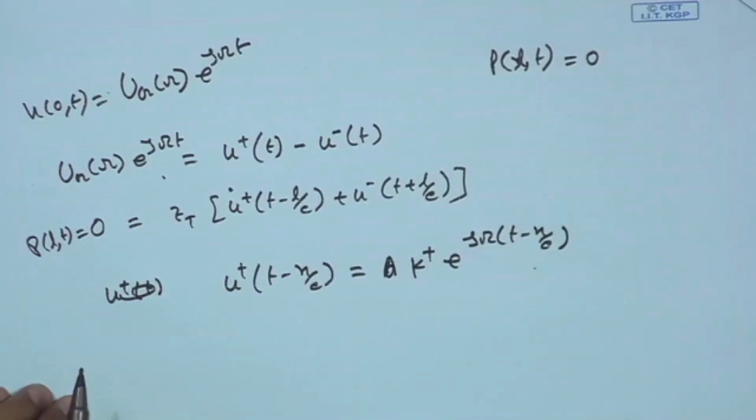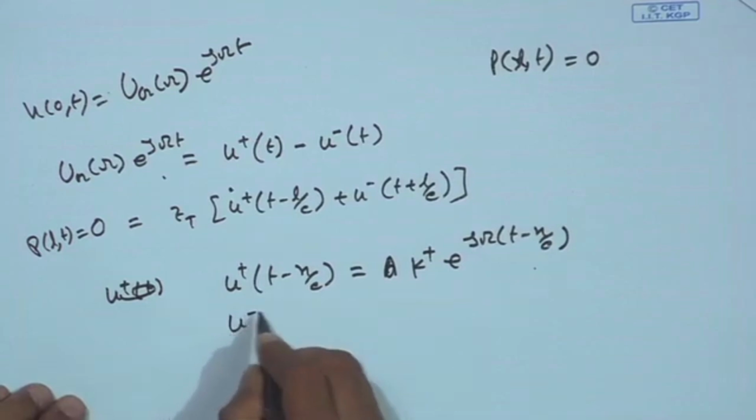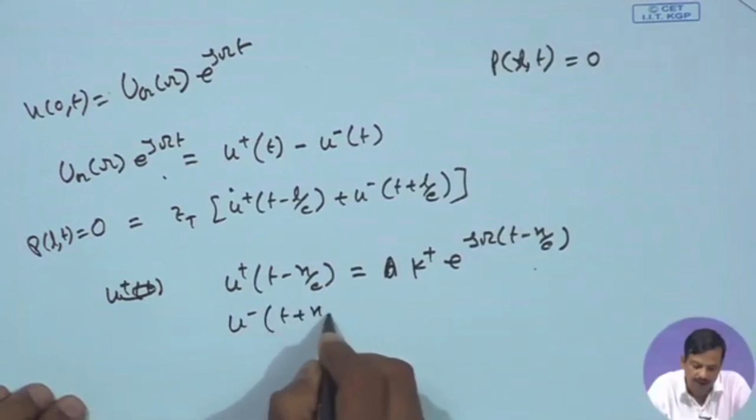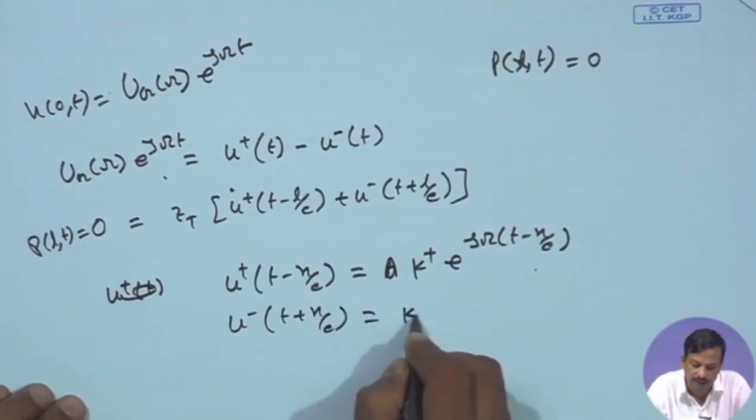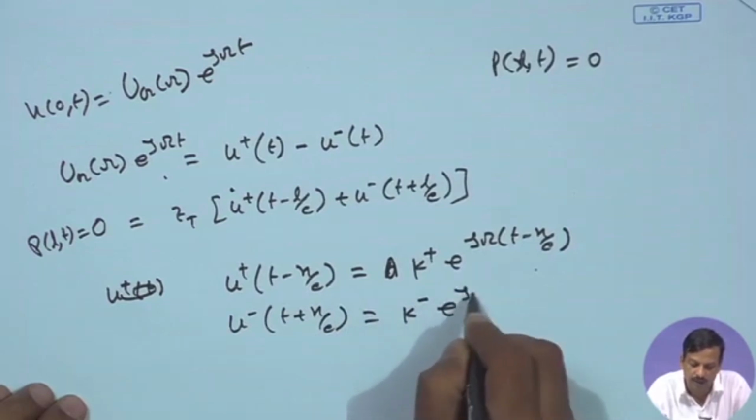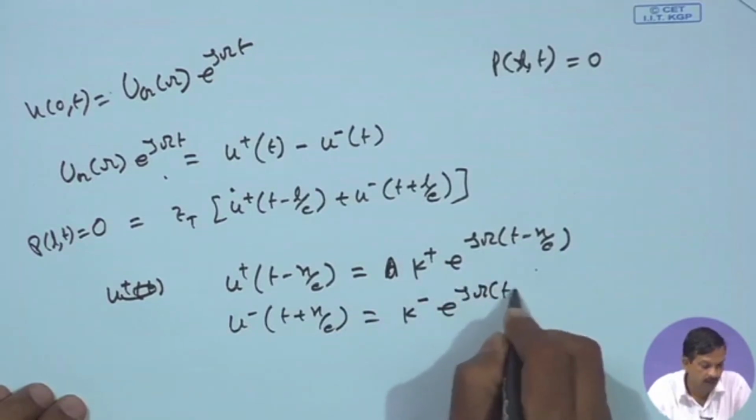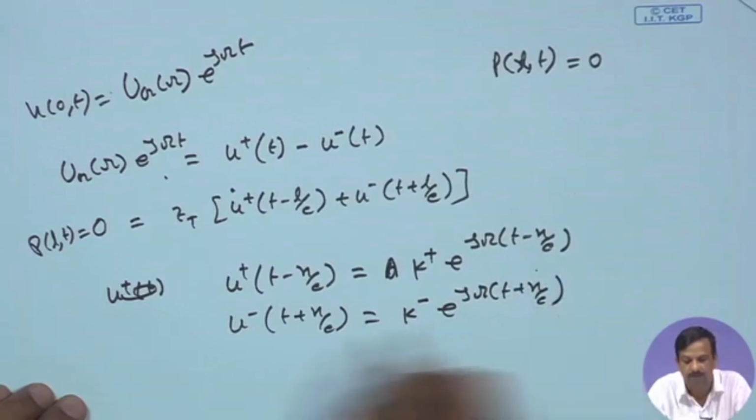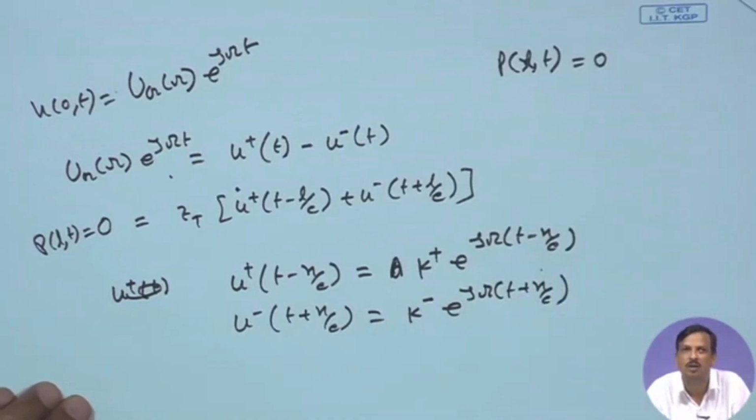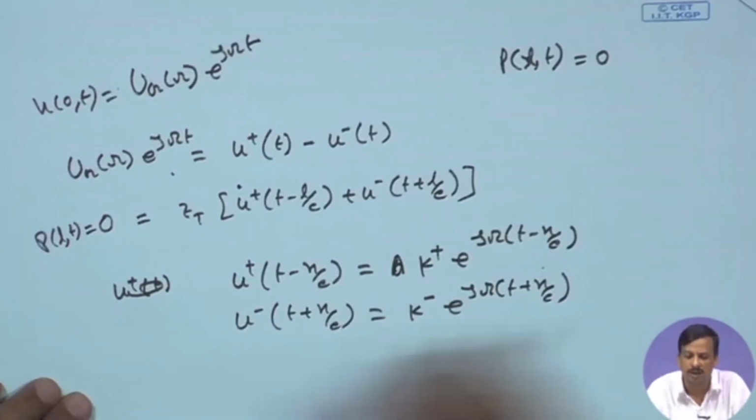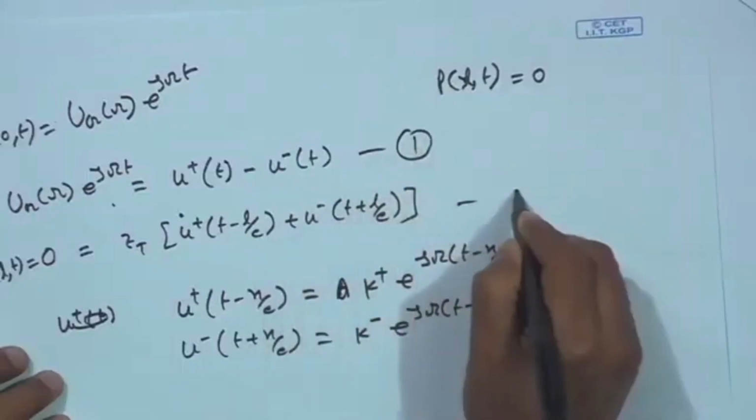This is a second order differential equation, and u minus, a function of t plus x by c, is nothing but k minus e to the power j omega (t plus x by c). So, this is the exponential solution. Now, I put that value into equation number 1 and equation number 2.